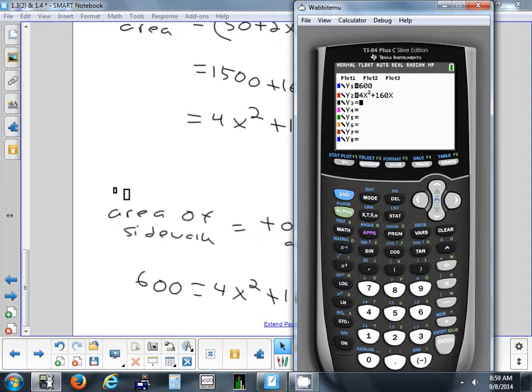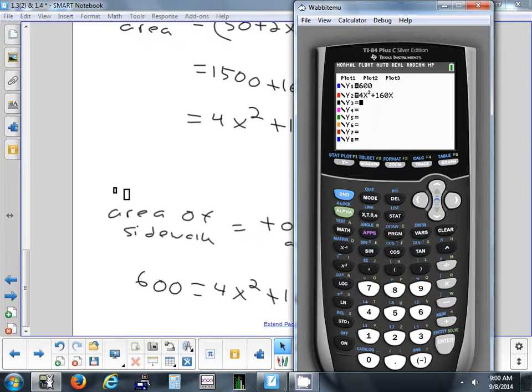Okay, and what am I looking for here? I've got two different graphs that are going to be drawn on the screen in a second, and I'm going to want to find what about the two graphs? I want to know where they're equal, but what does it mean when pictures are equal? Yeah, where they meet, where they intersect. Okay, so that's what we're going to look for. Now, keep in mind, we're on a standard window. Is that going to be a good window for this? No. I'm drawing a horizontal line up at 600. Okay, so my y values have to go pretty high.